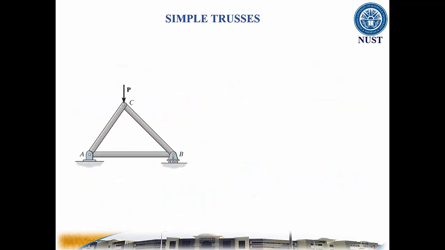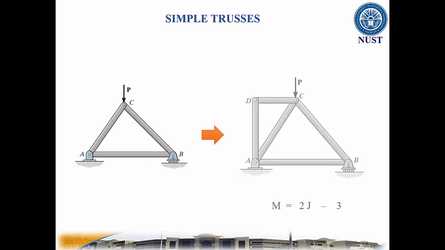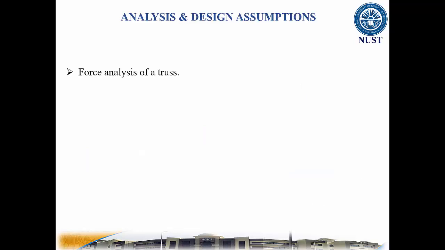A simple truss is a planar truss which begins with a triangular element and can be expanded by adding two members and a joint. For these trusses, the number of members m and the number of joints j are related by this equation. When designing both the member and the joint of a truss, first it is necessary to determine the forces in each truss member. This is called force analysis of a truss.